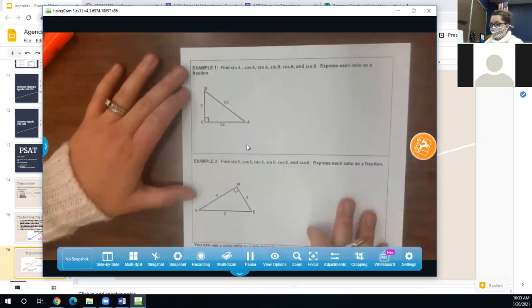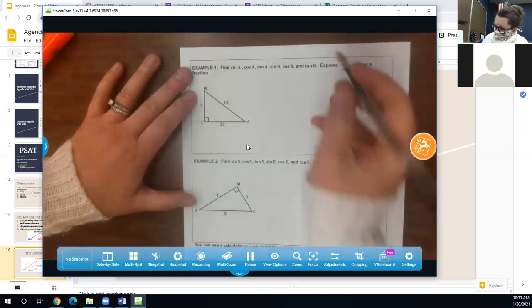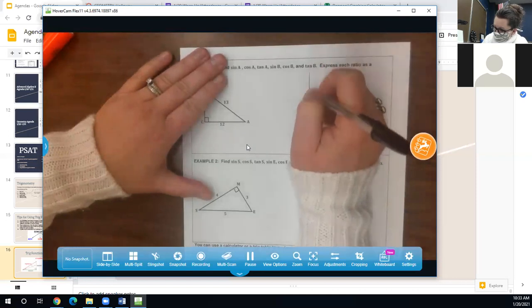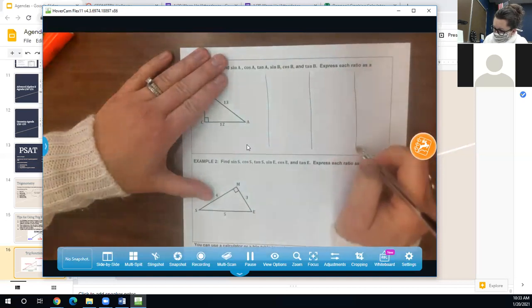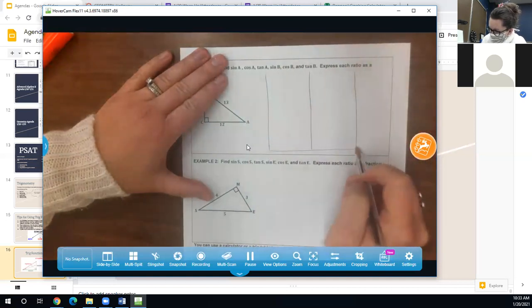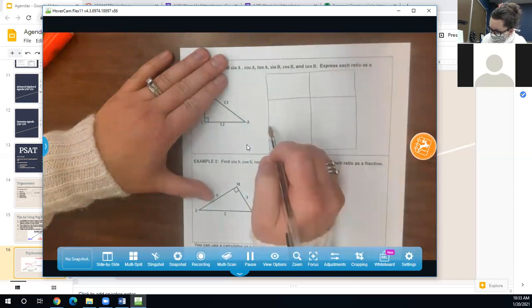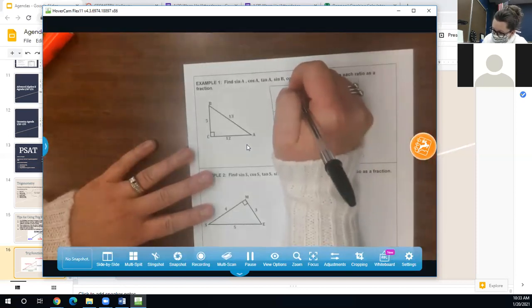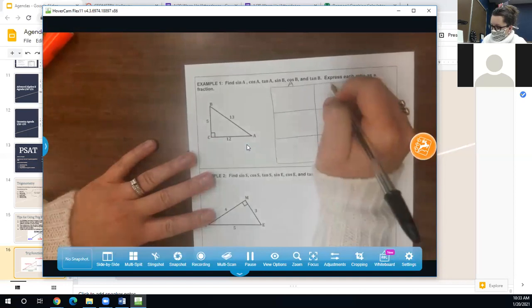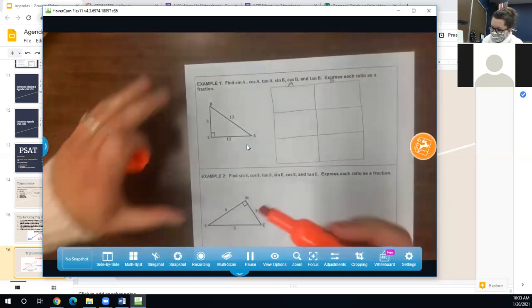So we're gonna find sine A, cosine A, tangent A, sine B, cosine B, and tangent B. So I'm gonna create a little chart like we did in the last one because I know I'm gonna get confused if I don't do that. So I have 3 on each side, right? This side is the one that starts with the A angle, and this side we're gonna start with the B angle.